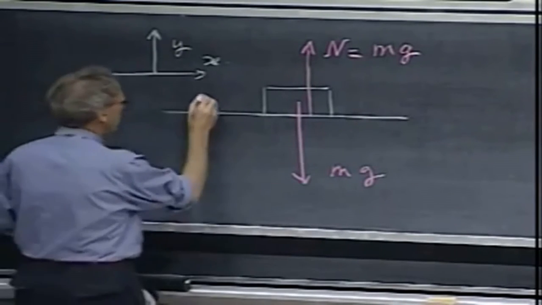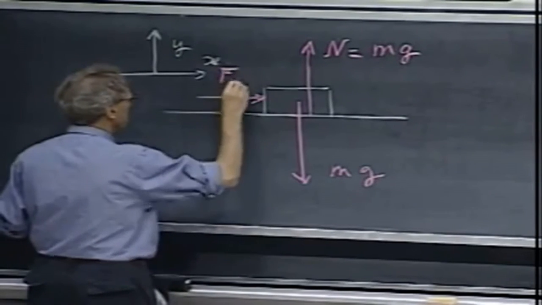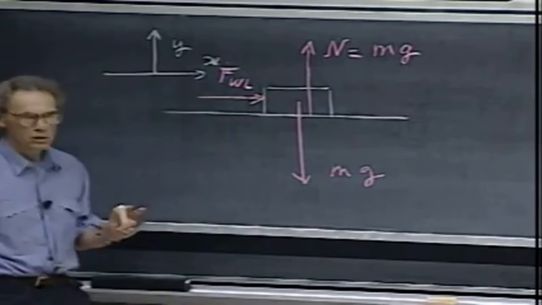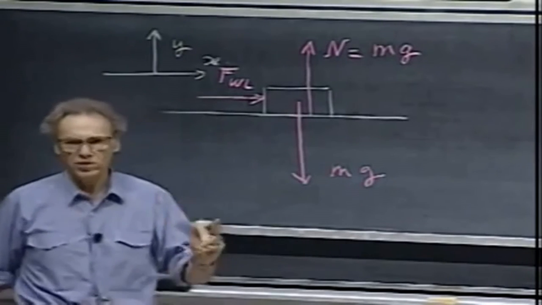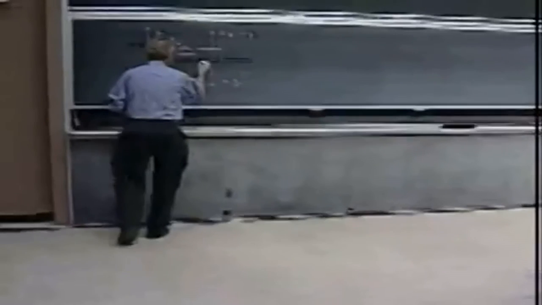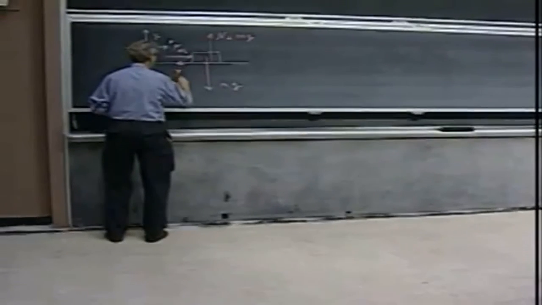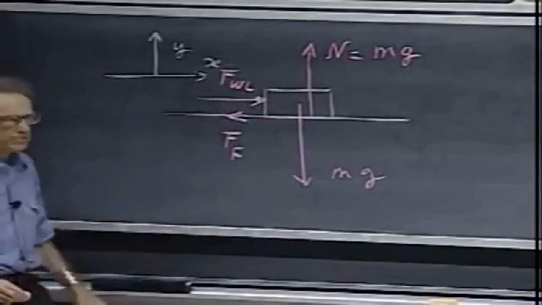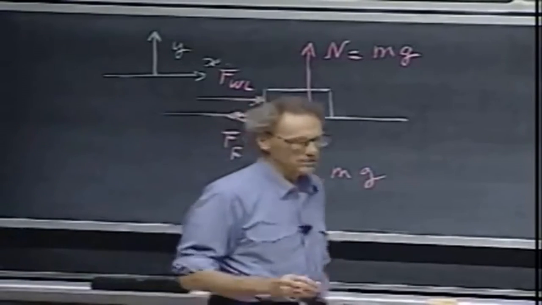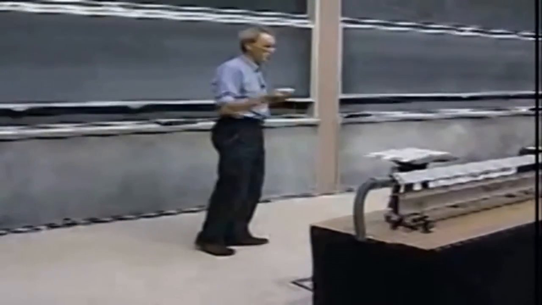Now I am going to push on this object with a force F. And we know that the object in the beginning will not start accelerating. Why is that? That's only possible because there is a frictional force which adjusts itself to exactly counter my force. I push harder and harder and harder, and there comes a time that I win. And the object begins to accelerate.